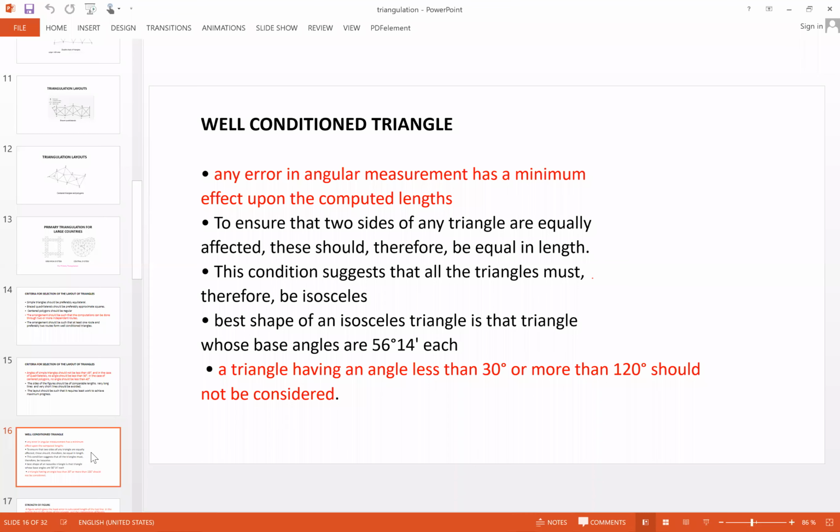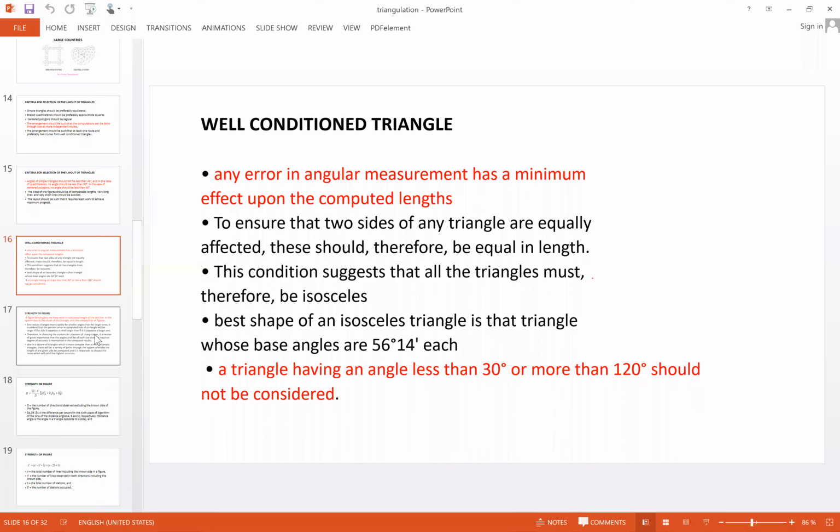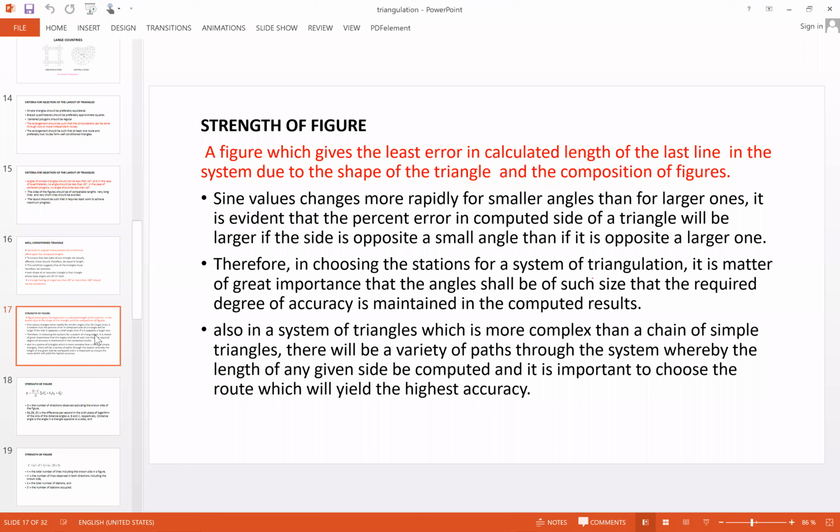So we have been discussing this well-conditioned triangle, and we already know from our previous knowledge that a well-conditioned triangle is one in which none of the angles is less than 30 degrees, and it should not be more than 120 degrees. So this is the general guideline for a well-conditioned triangle. Now, the thing I was telling you is that you should divide your network in such a way that you should be able to perform the calculation by at least two different routes, right?